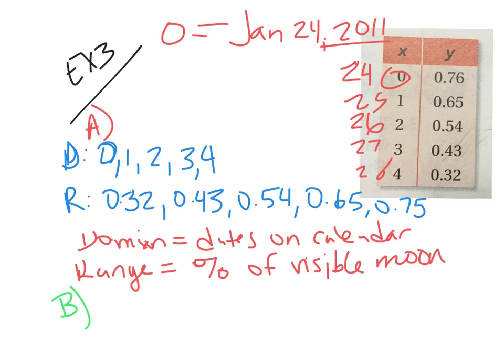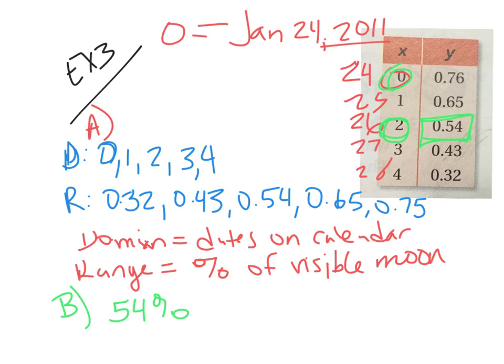Good. All right, so B asks us, what percent of the moon was visible on January 26, 2011? Well, if 0 was the 24th, what date is 2? This is the 26th. So what percent of the moon was showing? 54. There were four different answers, and Sophia's the only one who had the right one. 54 what? 54%. Okay. You've got to be able to interpret these charts, guys.